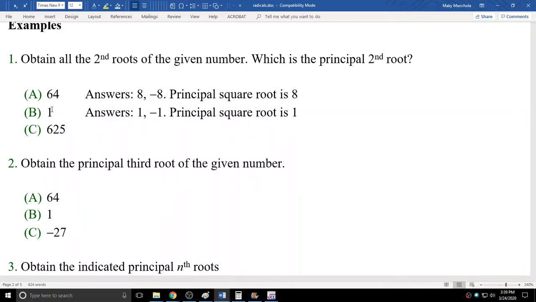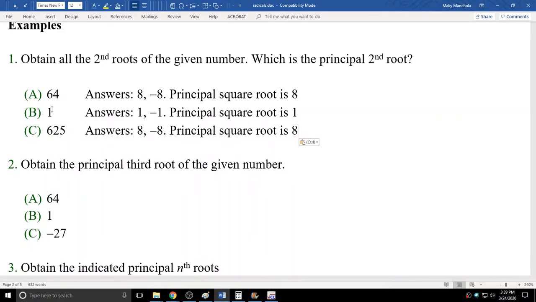And finally, obtain all square roots of 625. Well, one of them is 25. The other one is negative 25. The principal square root of 625 is 25. It's the positive one.